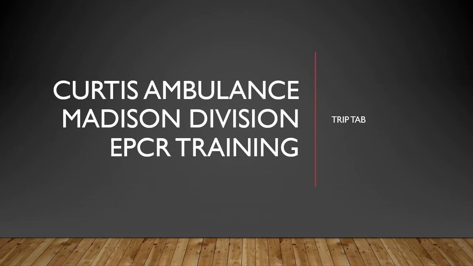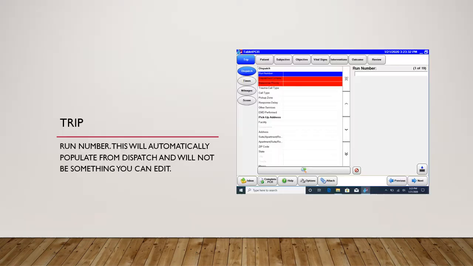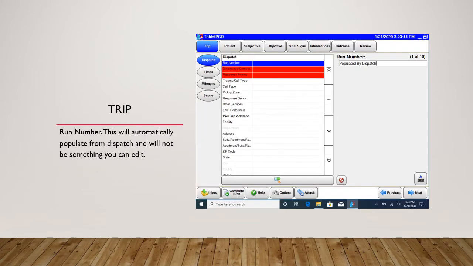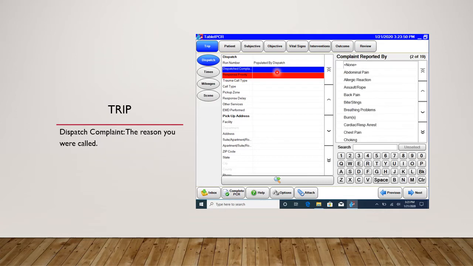All right, now that we have requested and opened the PCR, it's going to pop up with something that looks a little bit like this. We're going to start with the very first one, which is our trip tab. And we're going to click the first one that says dispatch. Run number will be automatically populated by dispatch. This is not something you're going to have to worry about.